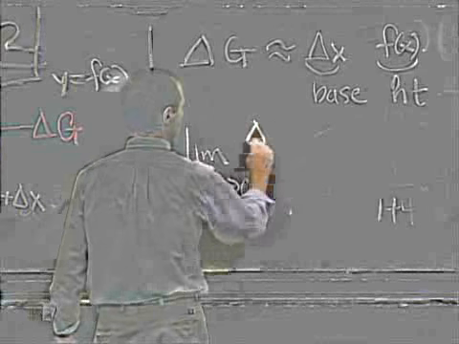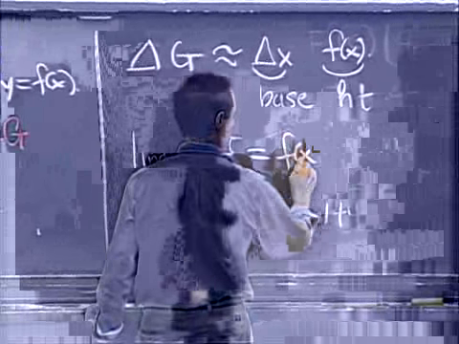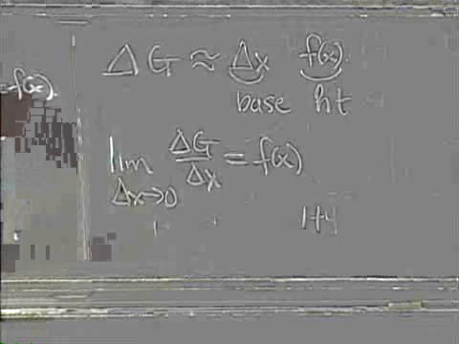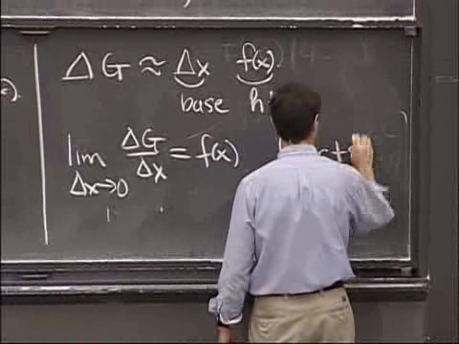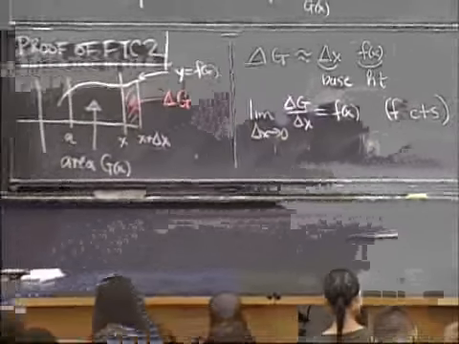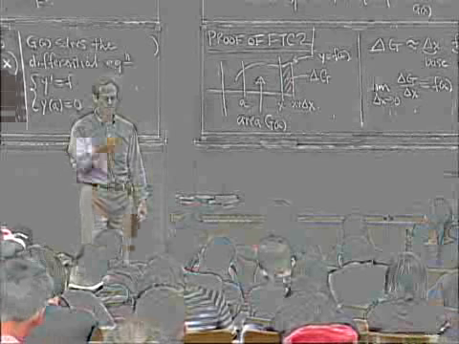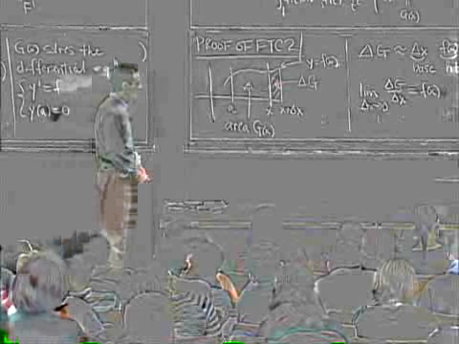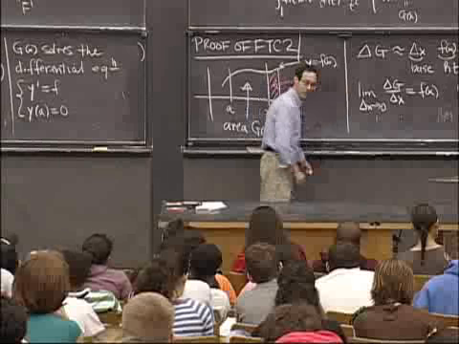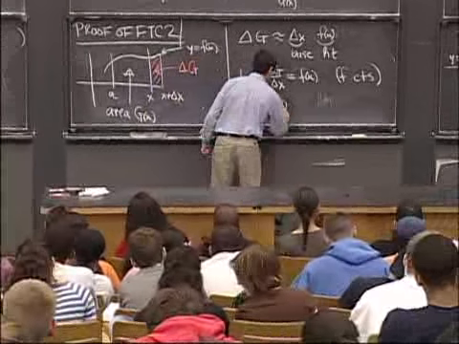And now if I divide and take the limit as delta x goes to 0 of delta g over delta x, it's going to equal f of x. And this is where I'm using the fact that f is continuous, because I need the values nearby to be similar to the value in the limit. Okay, that's the end. This is the end of the proof. So I'll put a nice little QED here.